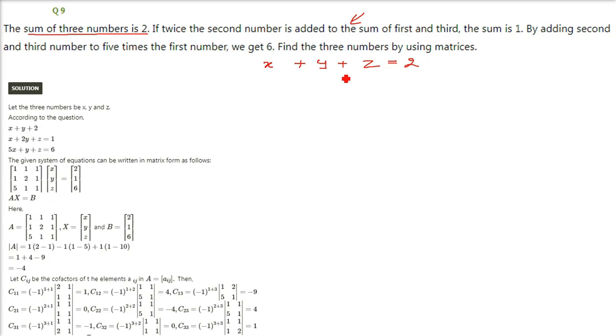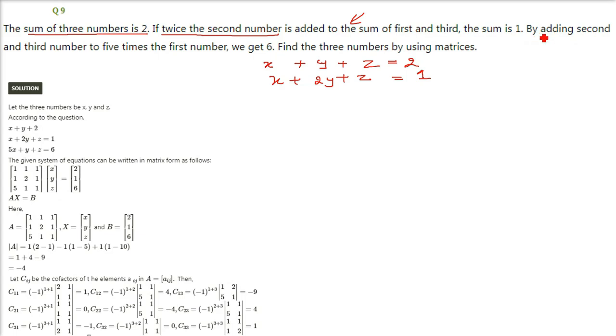Now, if twice the second number, what is twice of the second number? 2y, is added to the sum of first and third. The first is x and third is z. And when we add x and z with twice the middle one, we get 1. This is your second equation.